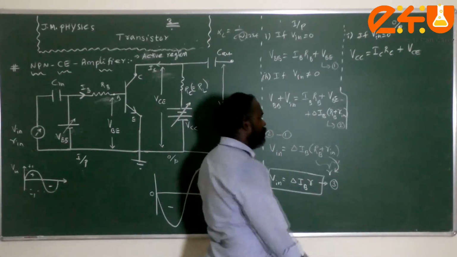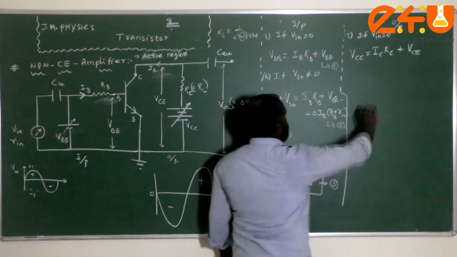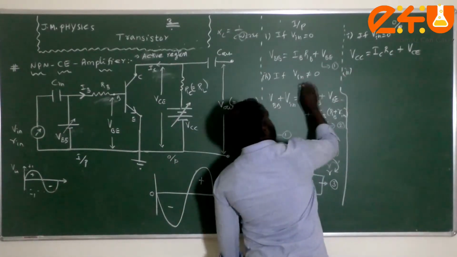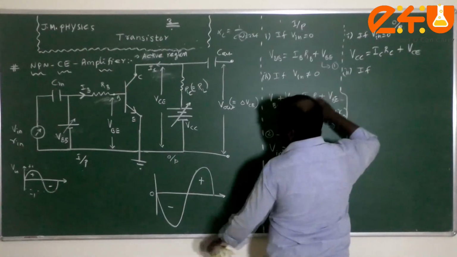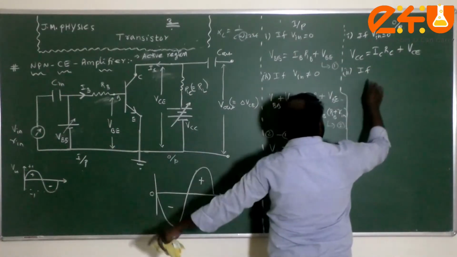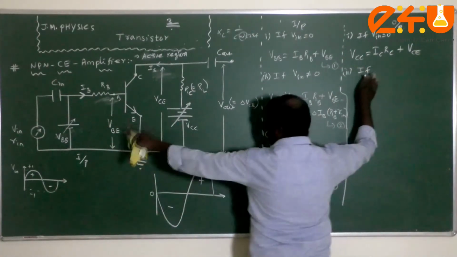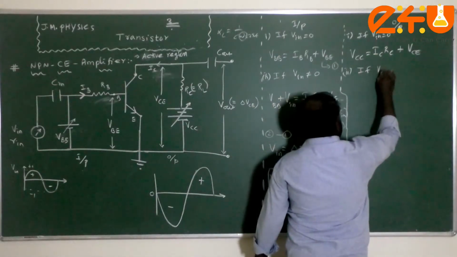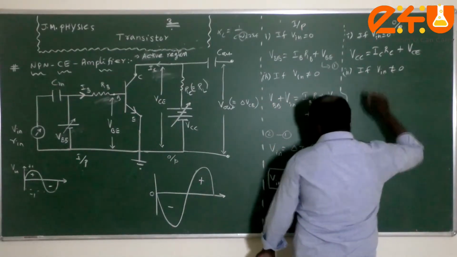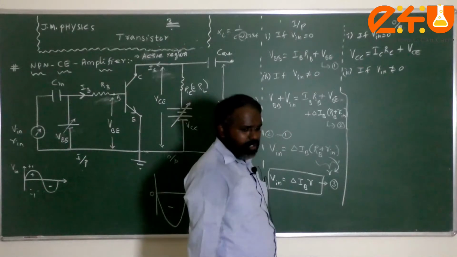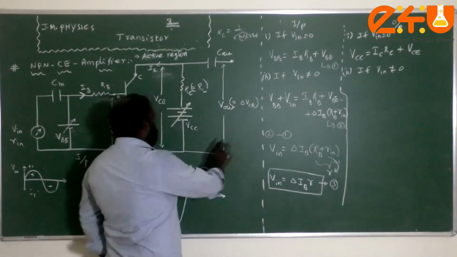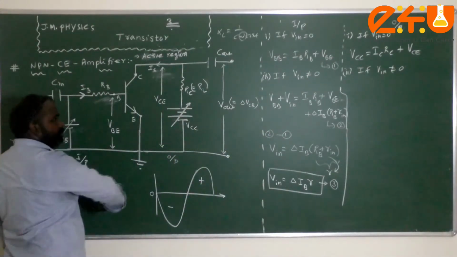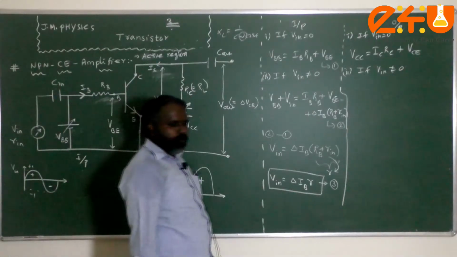Equation number 3. Now please come to the output part. The second case is as we said here. If the signal voltage is mixed with the input part of the signal, then when Vin is not equal to 0, I said that whatever change happens in the input part will be reflected in the output part.